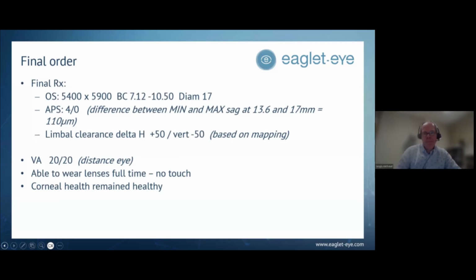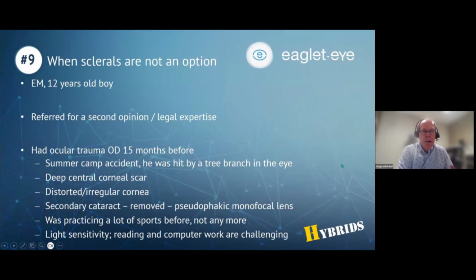At the end of the process, the patient is with us for life now. Okay, third case to share with you. This is a very unique case.